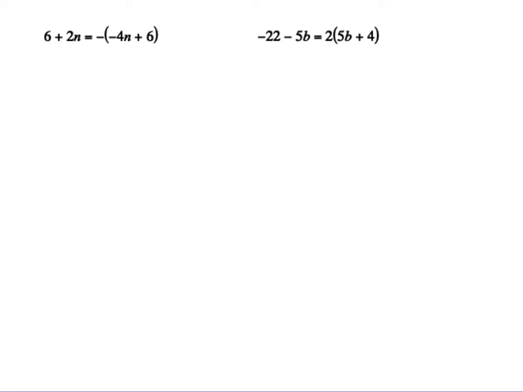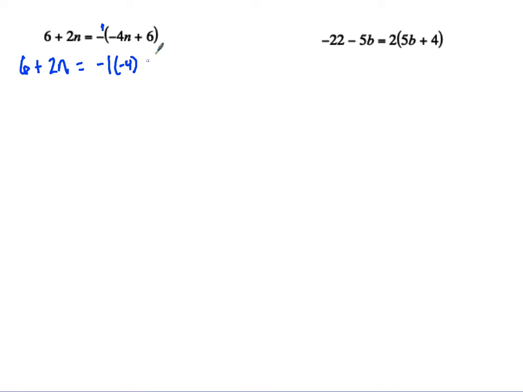Okay, next page. We can do the distributive property here. This is like one of the sample ones I gave you at the very beginning where we talked about distributive property. There's a minus sign here, but really it's like distributing a -1. So we can think of it that way. 6 plus 2n equals -1 times -4, and then a -1 times a +6.